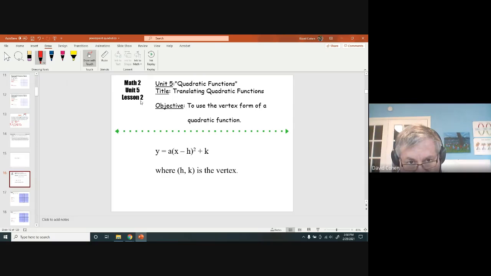Again, this is Unit 4. Unit 4, Lesson 2. Quadratic functions, translating quadratics. To use the vertex form of a quadratic function, we use the vertex form, y equals a, which is the same a as we have in standard form, x minus h. H is the x coordinate of our vertex, that's squared, plus k, which is the y coordinate of our vertex.